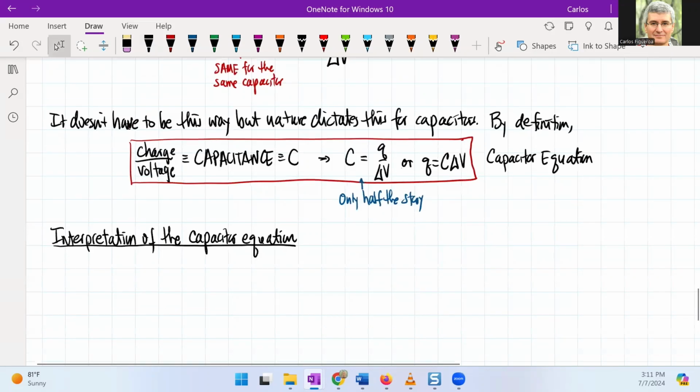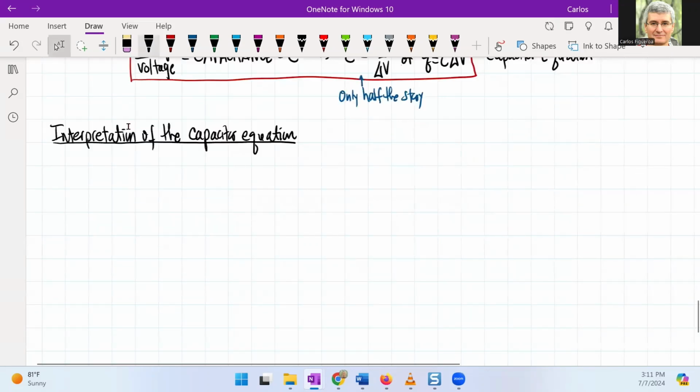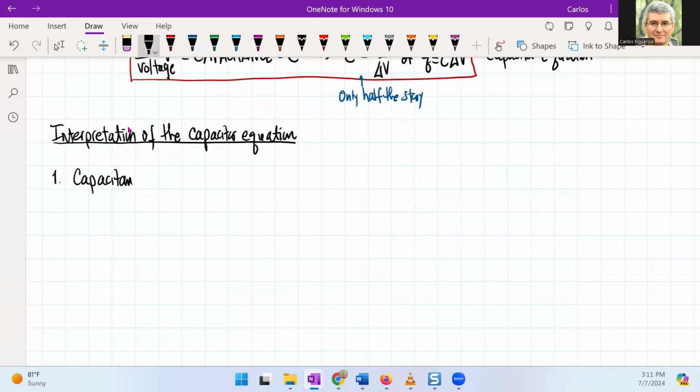Well, I would say that capacitance is a measure of a capacitor's ability to store a variety of things.